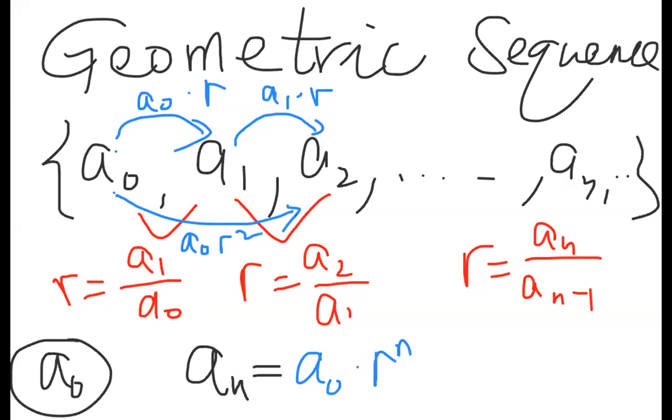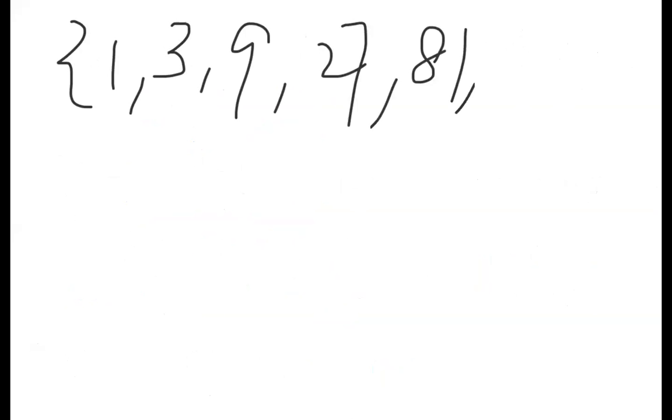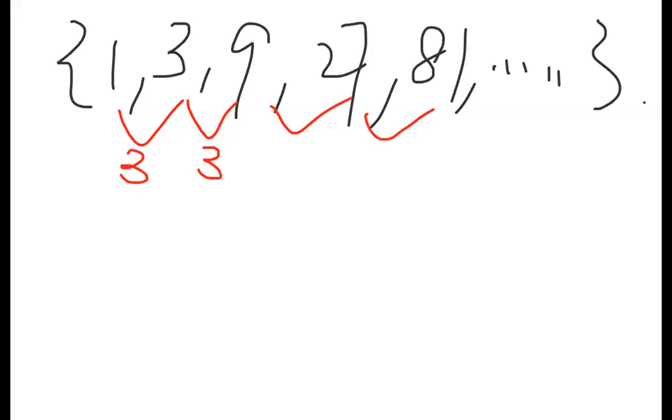Right, so let's do some exercise. Let's see some examples. For example, if you have a sequence that's 1, 3, 9, 27, 81, etc. Let's look at their ratio. From 1 to 3, the ratio is 3. From 3 to 9, the ratio is also 3. 9 to 27 is 3. 27 to 81 is also 3.